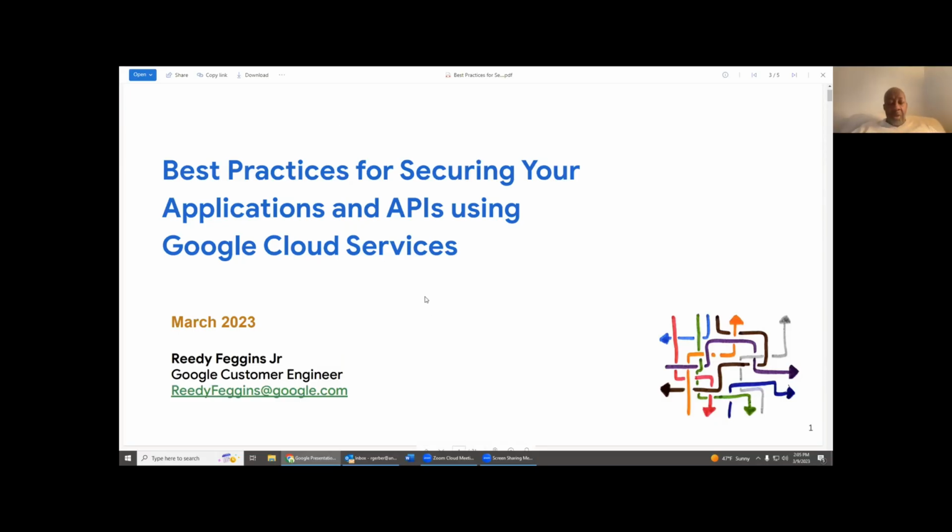Okay, thank you again. So today we're going to talk about some of the best practices that Google has related to security, specifically around APIs in your application.